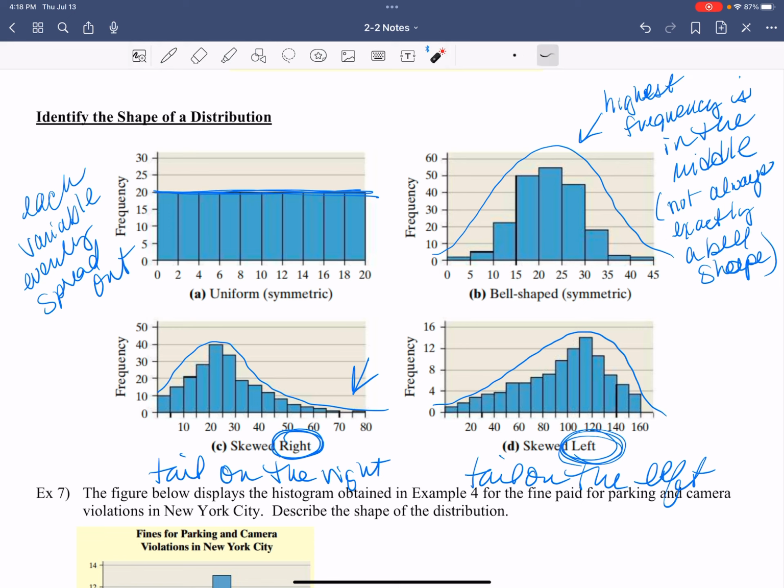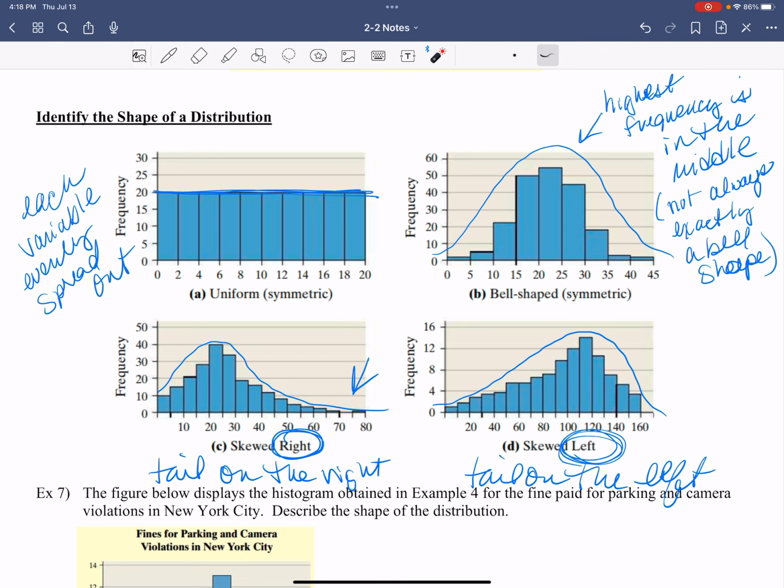A lot of people think, where's the majority of my data? That's how it's skewed. And so you're going to say skewed right because this is where the majority of my data is. No. Where the tail is, that's how it's skewed, because that's where that data that doesn't happen very much, but it's enough to pull your mean and your median, which we'll talk about later. We're going to talk about that more and more as we progress through this course. Wherever that tail is, that's how it's skewed.